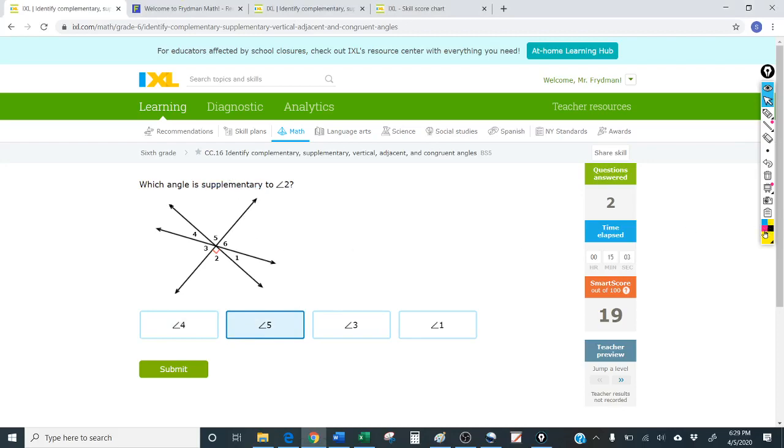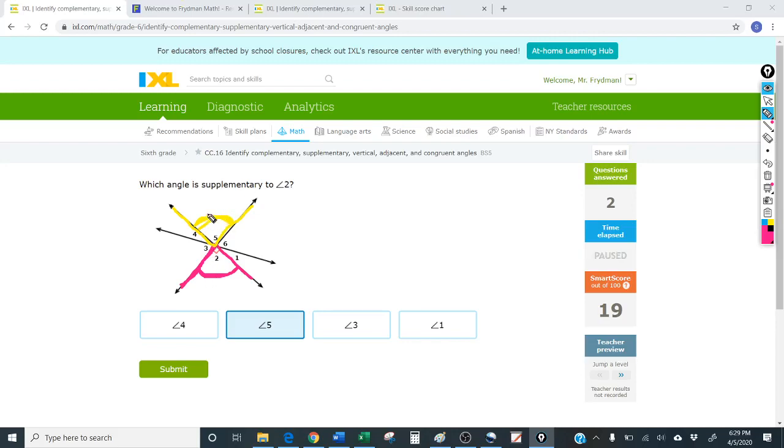But wait a minute. Here's angle 2 again. There's angle 2. And here is angle 5. Okay, there's angle 5. And here is angle 2. How do I know for sure that angle 2 is supplementary to angle 5? How do I know that this angle here and this angle here add up to 180 degrees? Well, remember, we do know, because we see this symbol over here, angle 2 is 90 degrees. And what else do we know?